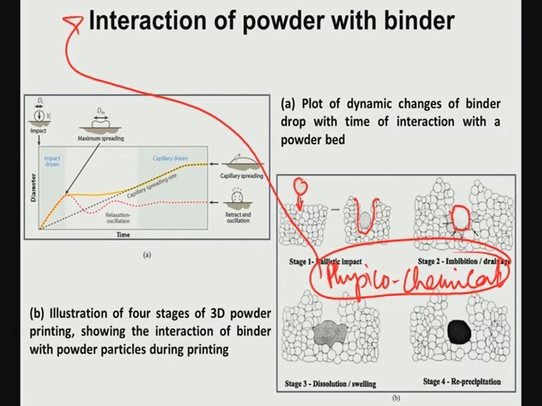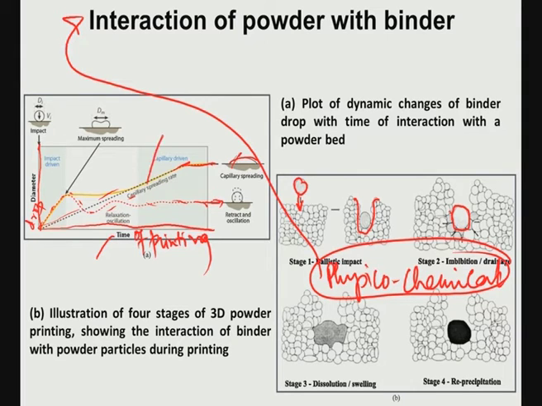Now, a little bit of qualitative description of that. If you have the binder droplet here, and you plot the time of printing along the x axis and the binder drop diameter along the y axis, then you see different kinds of variation, and also there is a capillary spreading rate. In one case you can see the capillary spreading rate here, and in another case, when it follows this red one, it will simply retract and oscillate. So, it will not give rise to effective interaction.